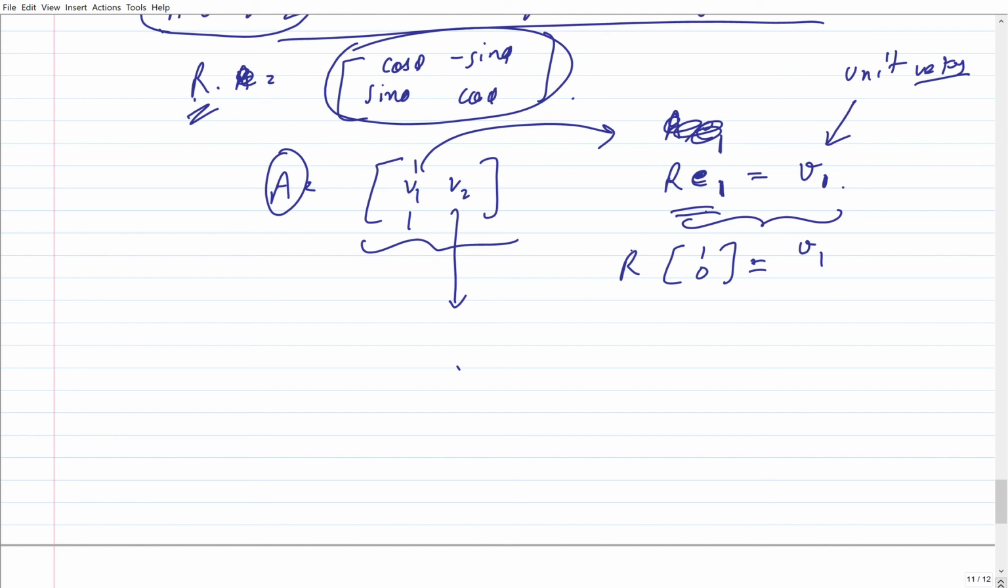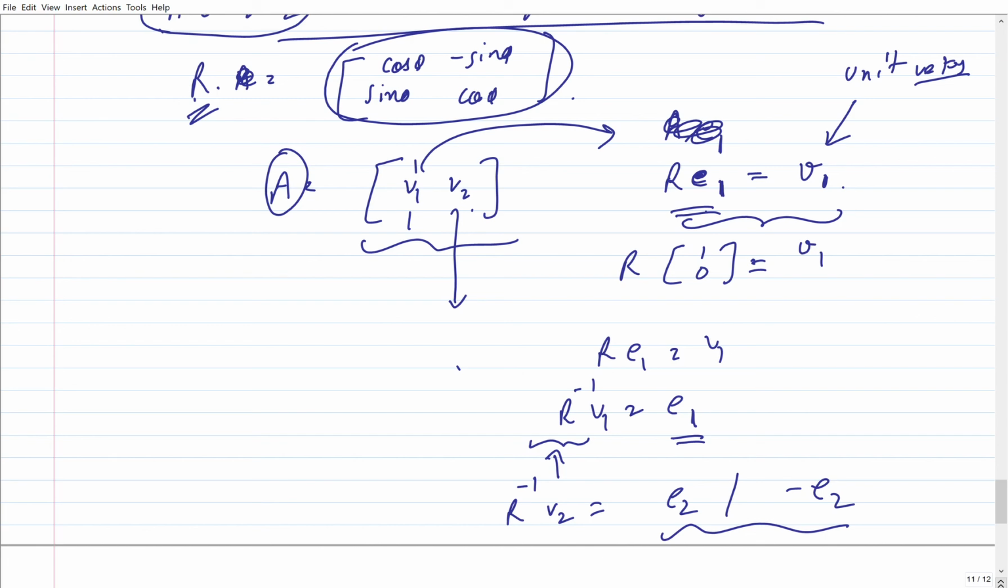So I can take an inverse over here. R E1 was V1, R inverse V1 was nothing but E1, and this is also an orthogonal matrix. If R was an orthogonal matrix, R inverse is also an orthogonal matrix. So the other vector, R inverse V2, has to be either E2 or minus E2, nothing else. And since we are interested in matrices of determinant plus 1, it better be E2.